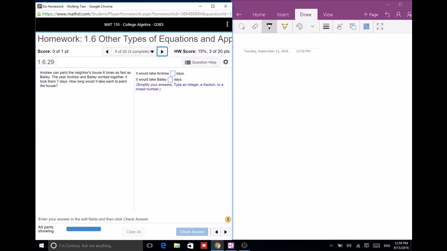Next one. Okay. Andrew can paint the neighbor's house 6 times as fast as Bailey. When Andrew and Bailey worked together, it took 7 days. How long would it take each one to paint the house? So if they paint the house, and the house is 1, Andrew can paint 6 times as fast. Suppose that Bailey can paint the house in x days.